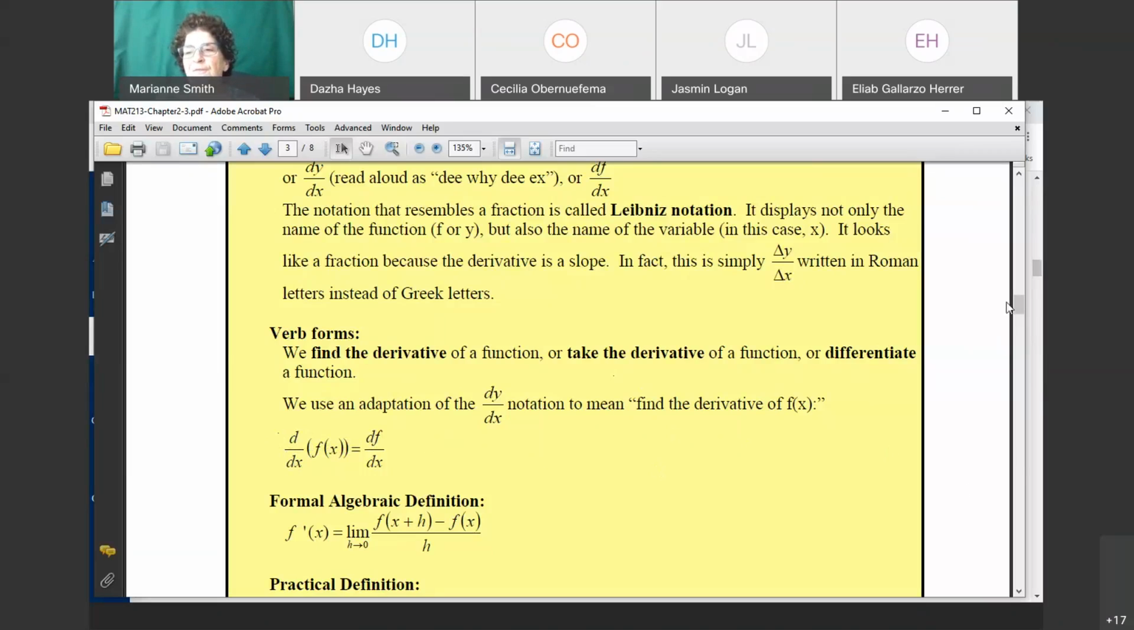Now here's a formal algebraic definition. Remember, we've been plugging in particular points, like the point 2, 4, and finding the instantaneous rate of change at that point. I don't want to do that for every point on the graph. I want to find a general derivative function that I can then plug points from my original graph into and get the instantaneous rate of change there. So this is a more general definition. You'll notice there's no value for x plugged in here.